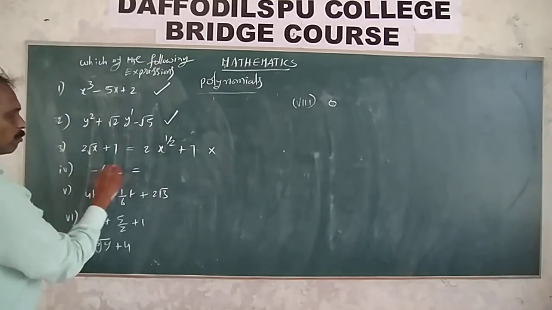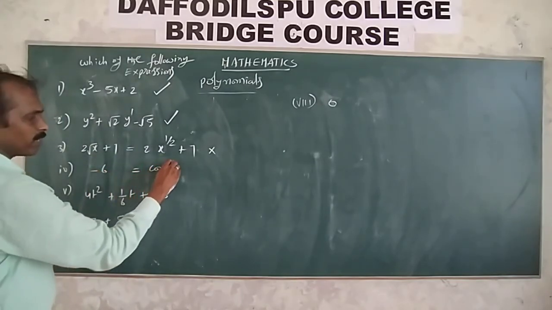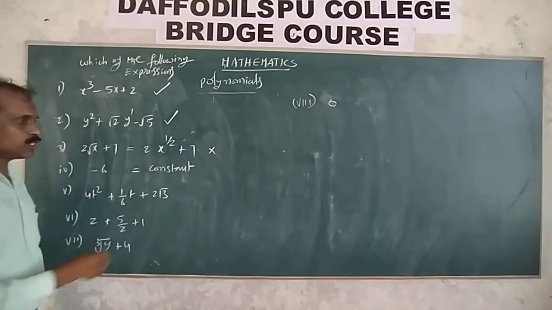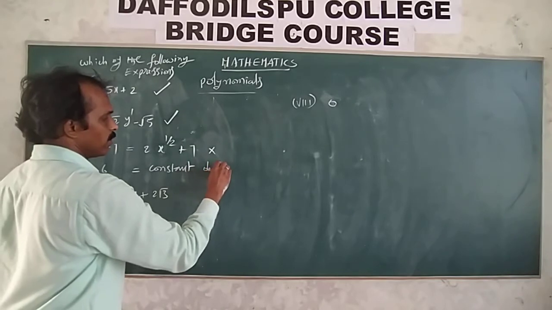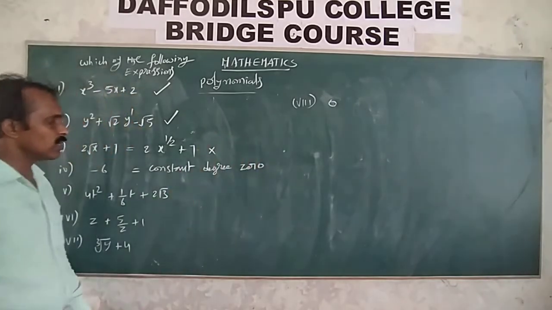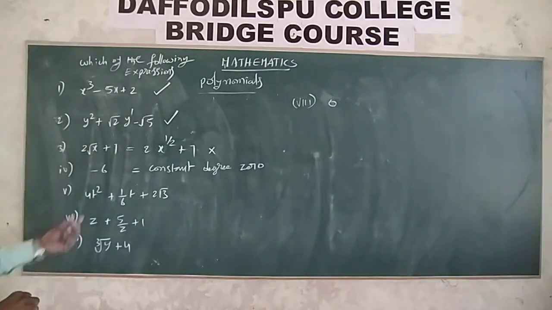So this is minus 6, a constant polynomial. What is its degree? Degree is 0. The degree of a constant polynomial is 0.